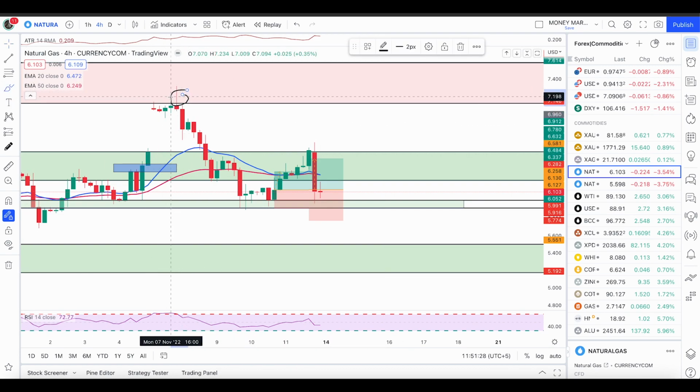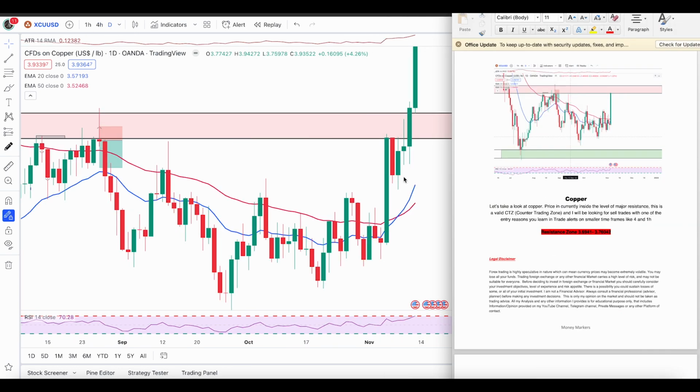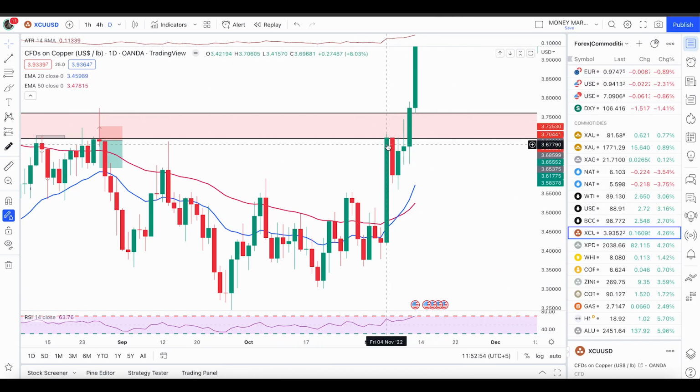Last Sunday, I sent this report, and then we had a nice entry here as well. Let's check the next zone, which is copper. As you can see, the price was here. Let me take you back on a daily time frame right here. As you can see, I sent these zones to my members when the price was right here, and we've been waiting for a nice entry condition once the price hit this zone.